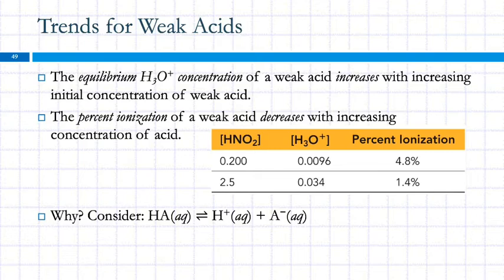Well, let's look at what happens. So we've got our equilibrium here. And we know that Ka is equal to H plus times A minus over HA. Okay, so that's all very true, but that's not actually what I wanted. Let's think about this in terms of Le Chatelier's principle. If I have more HA, that's going to cause me to make more H plus and more A minus.